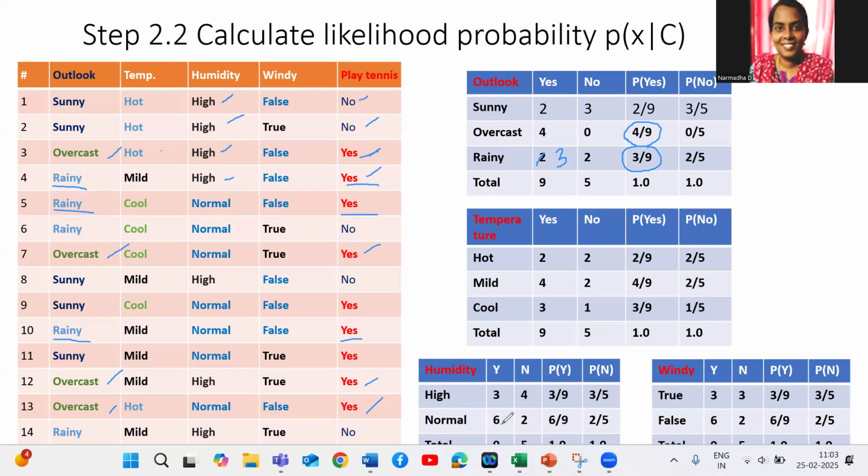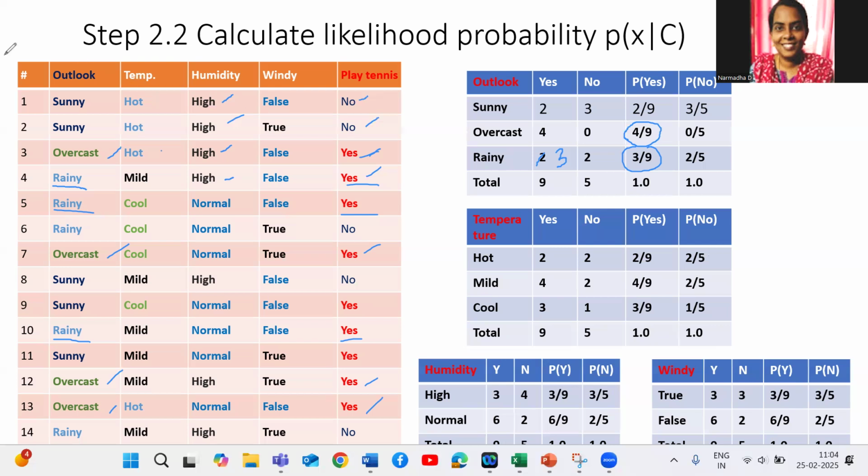Similarly, when it is normal, it is 6 by 9, and the probability of no is equal to 2 by 5. Similarly, we have to calculate for when it was windy. It takes two values, true and false. True along with yes, it is 3 by 9. True along with no, it is 3 by 5. So this is how we need to complete the calculation of the likelihood probability.